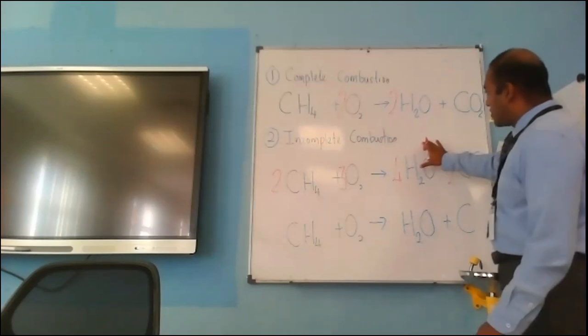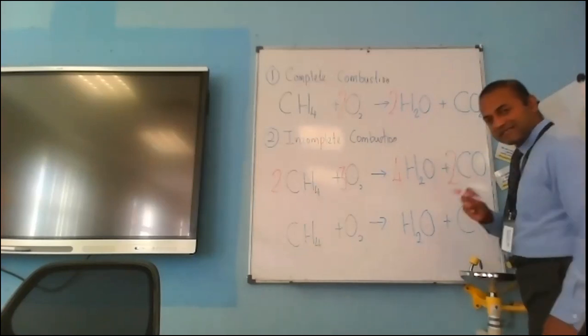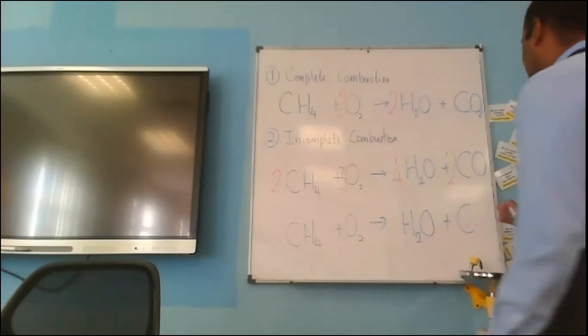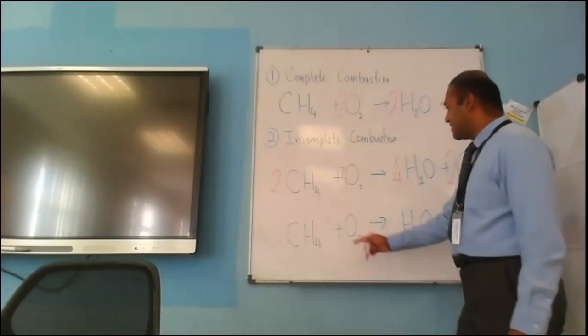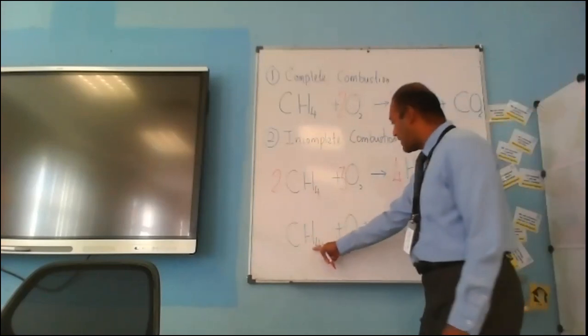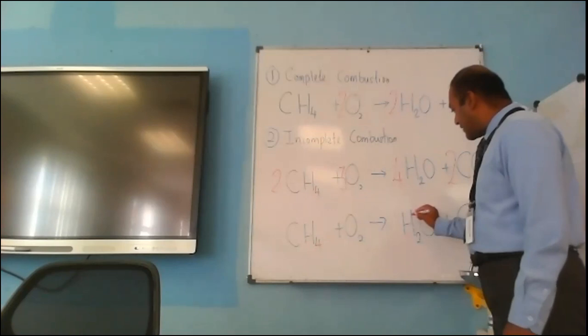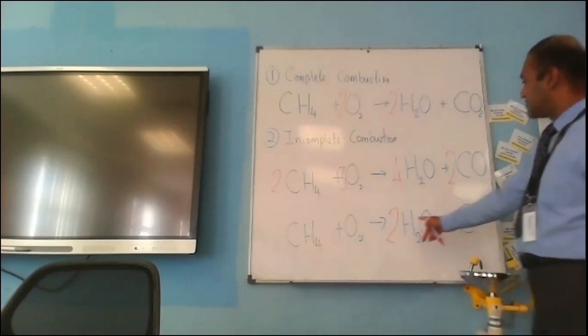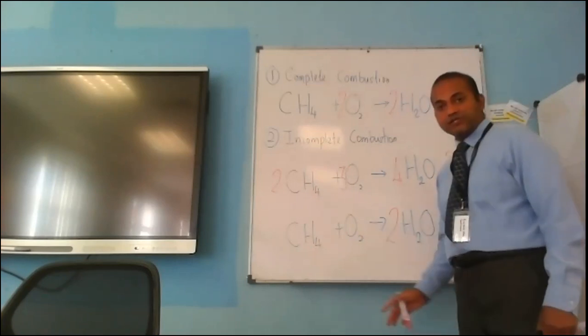So guys, incomplete combustion can produce carbon monoxide. Sometimes if you want to write incomplete combustion producing carbon, it is also acceptable. In the same manner, we have 1 carbon, 1 carbon, 4 hydrogen, and here 2 hydrogen, so we put 2 here. Okay, so we have 2 oxygen, 2 oxygen.